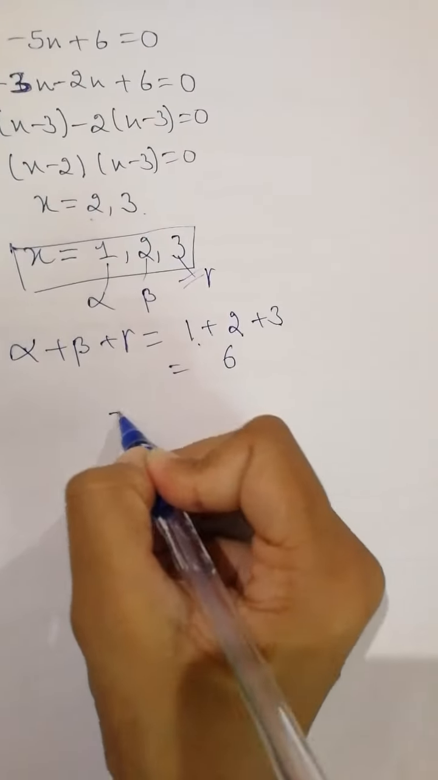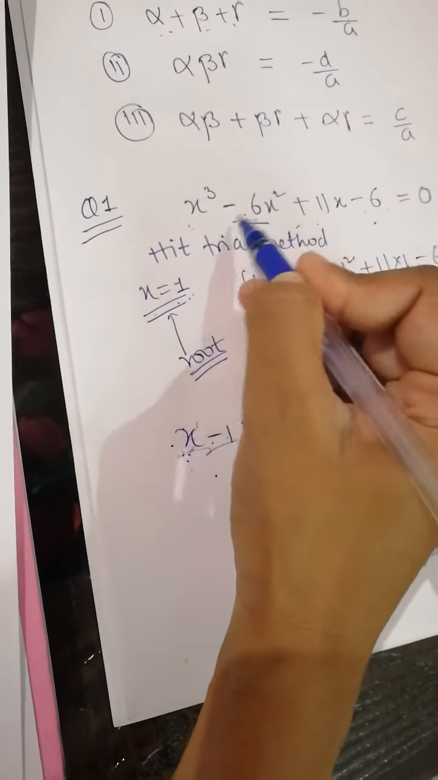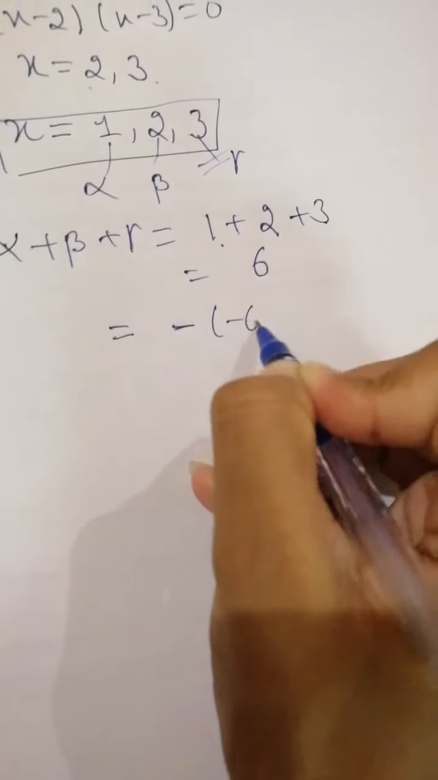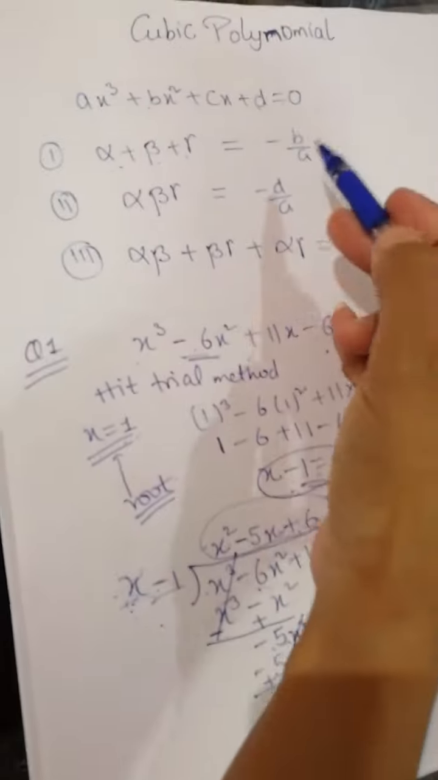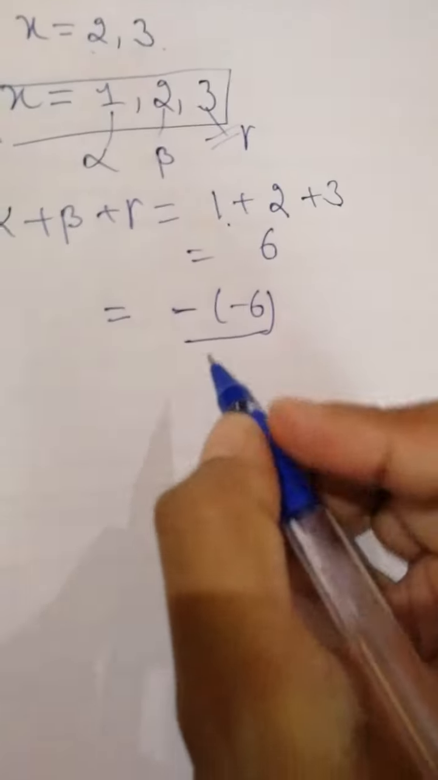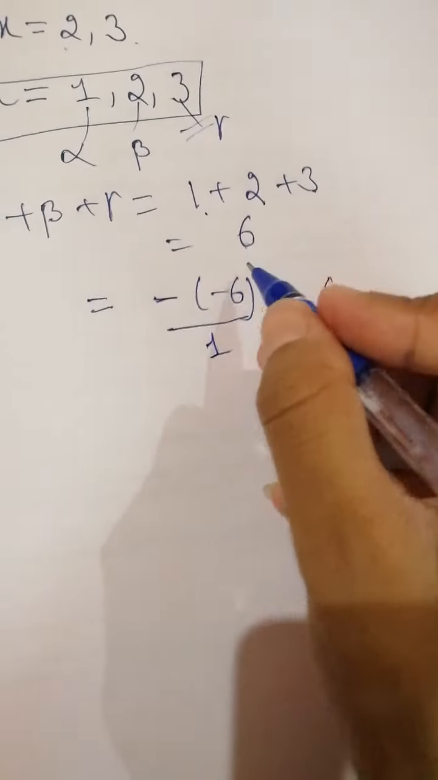Now according to the formula, it is minus b upon a. What is b here? b is minus 6. So I have to write minus of minus 6 upon a. The formula is minus b upon a. And what is a here? a is 1. So I have to write 1 here. So it becomes 6. Now this is correct.